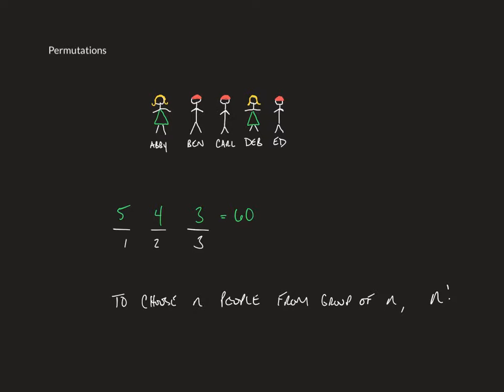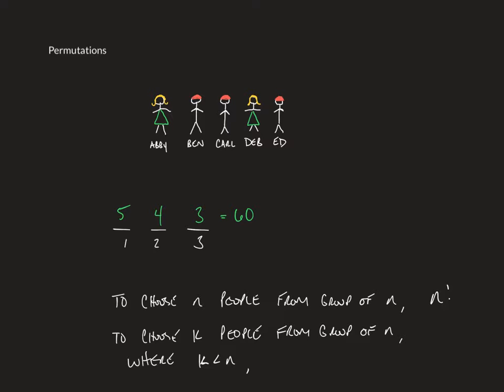So let's try to formulate a way to do this now. So to choose, and instead of n, we'll say k people, because it's not going to be equal, from a group of n. And I'm going to say where k is less than n, because in this case we've got to make sure that that value is less than the whole group that we have. So how do we calculate this now?